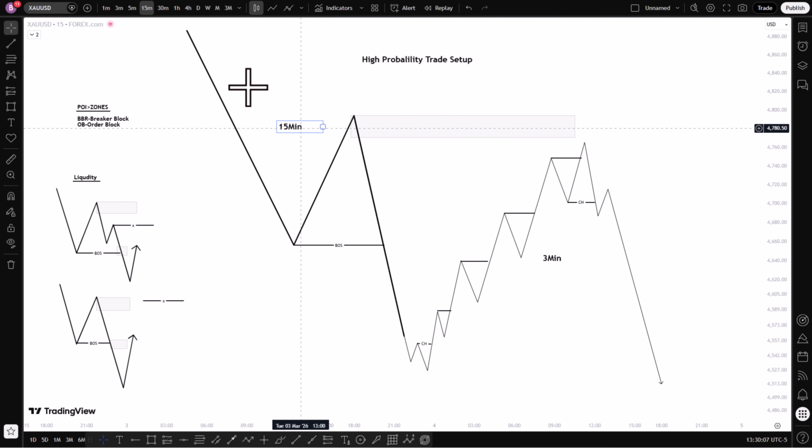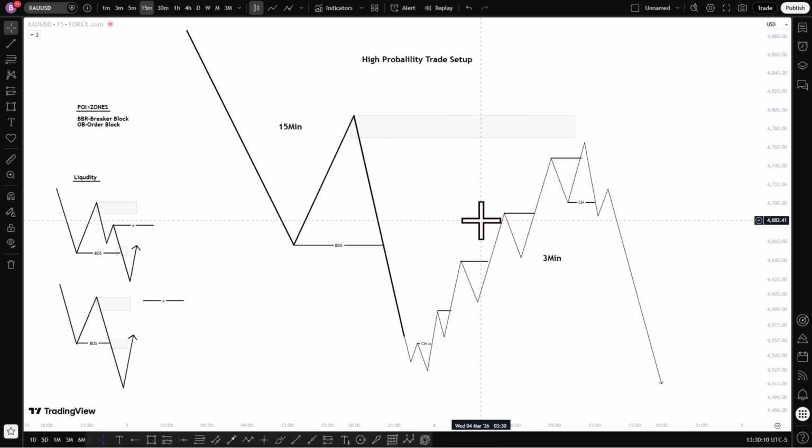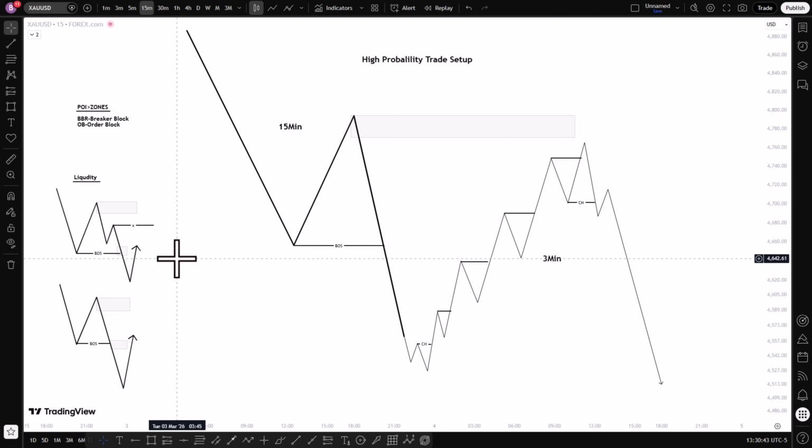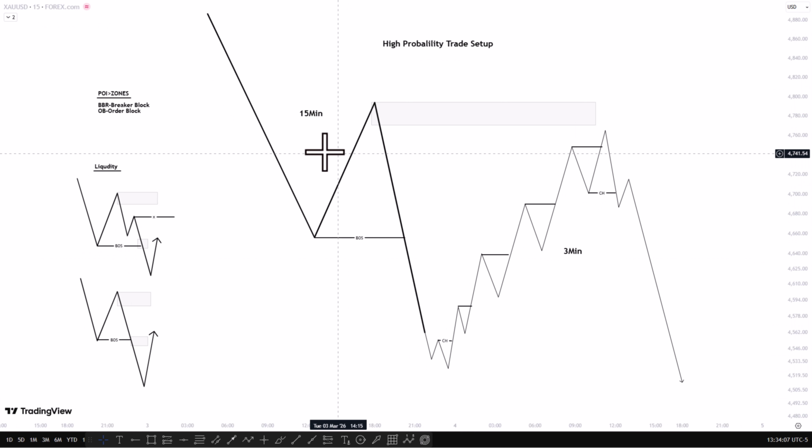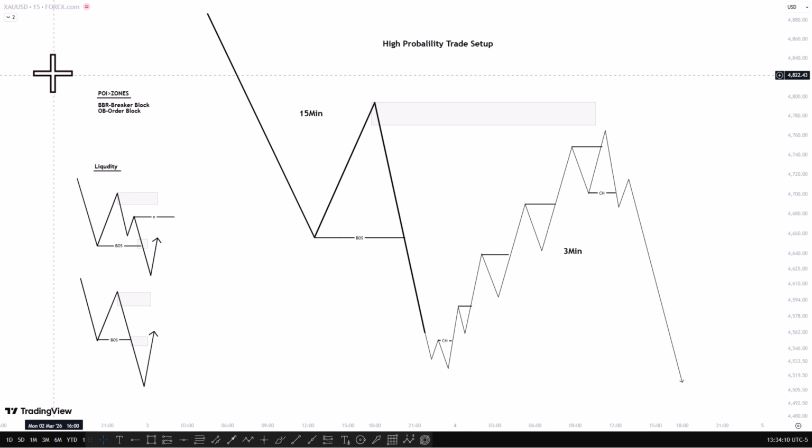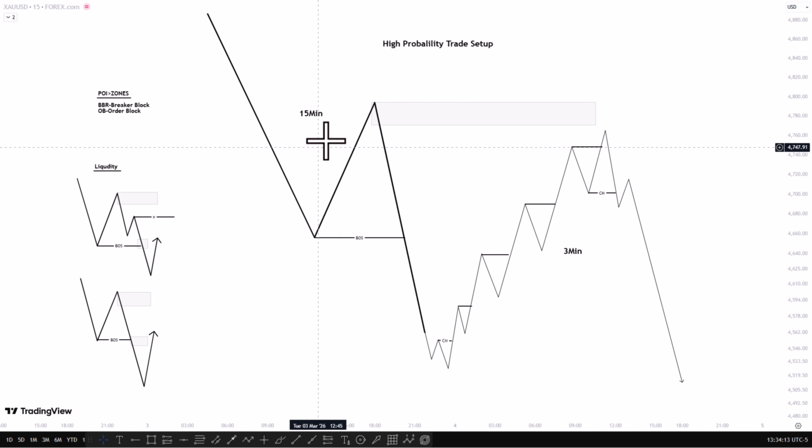Here we have this big diagram, and it looks confusing, but to others it is not confusing. Before we look at it, let's look at some basic information. We have the point of interest, which is the POI. For me, using this high probability trade setup, I use the breaker block and also the order block. And I apply liquidity as a concept to filter which type of order block and breaker block should be used. Now I want you to focus on this big diagram.